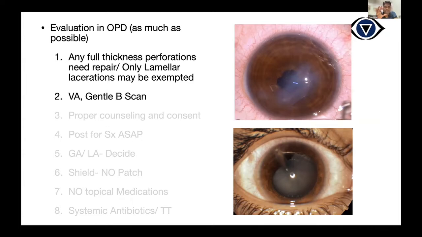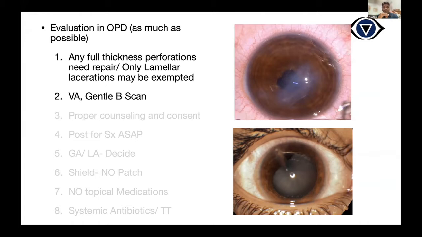Any full thickness perforation needs repair, no doubt about that. You don't say, "That is a full thickness, I'll put a bandage contact lens, I'll do this or that." No. Any full thickness perforation should be repaired. A lamellar laceration, depending upon how it is, may be exempted. Another important thing is to document the visual acuity and, if possible, do a gentle B scan. Again, this is not mandatory, and if you do a B scan, it should be very gentle. The basic aim is to understand the injury pattern.